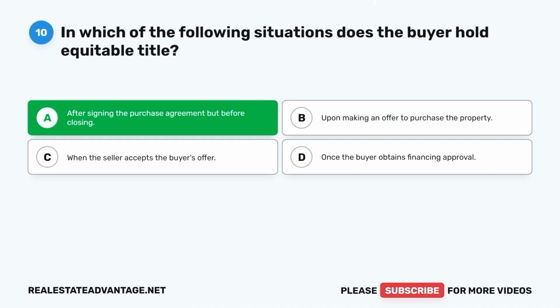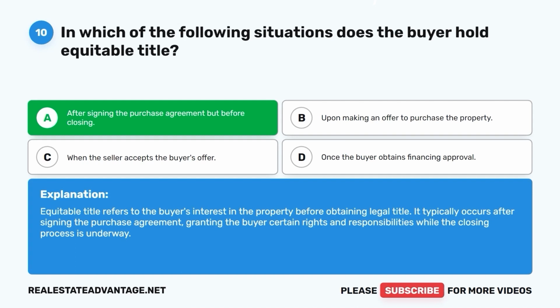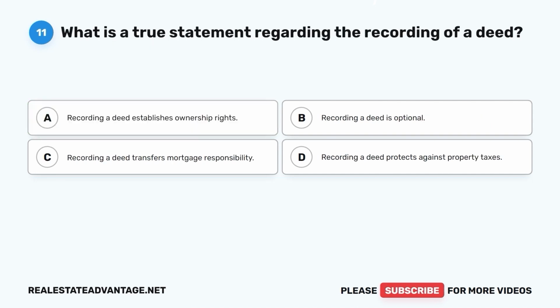After signing the purchase agreement but before closing. Equitable title refers to the buyer's interest in the property before obtaining legal title. It typically occurs after signing the purchase agreement, granting the buyer certain rights and responsibilities while the closing process is underway.